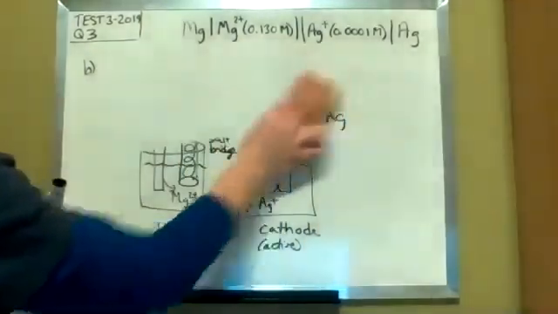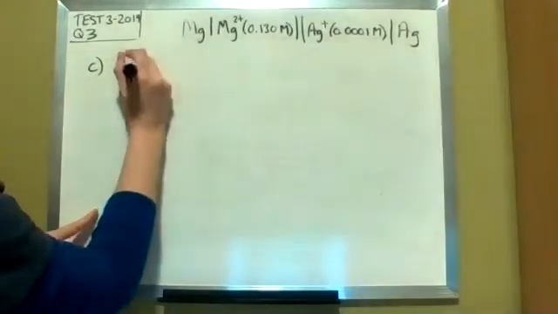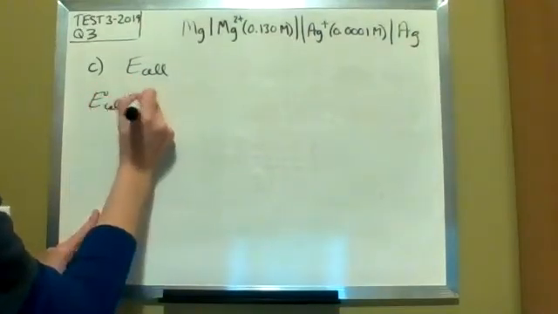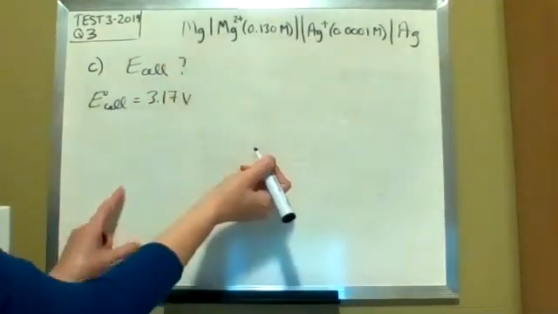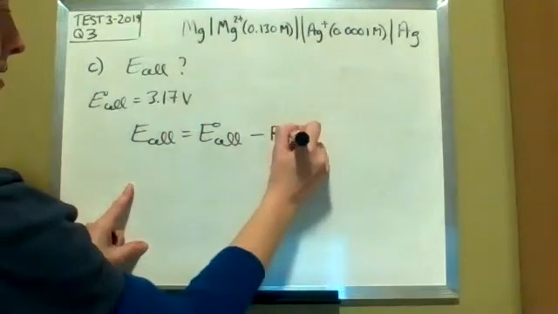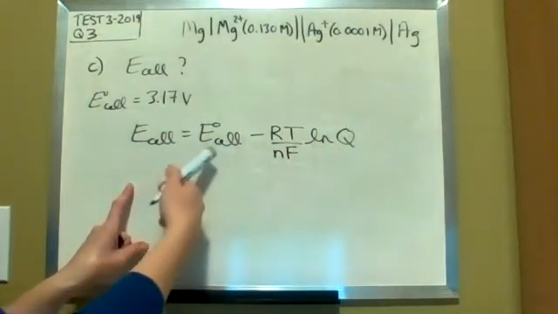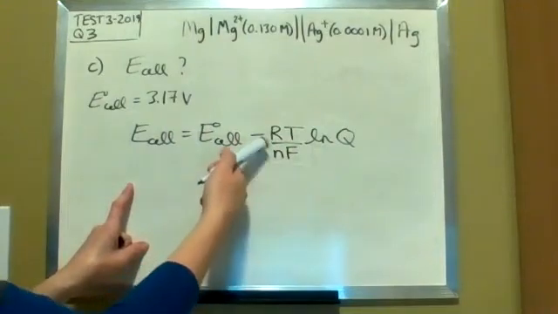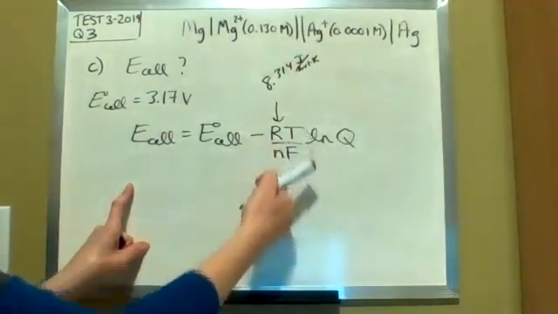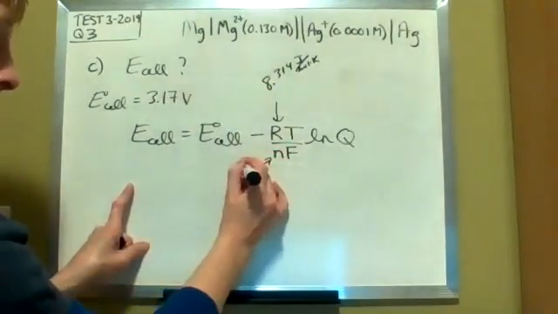Now, part C, almost done this question. Part C wants to know E cell at 298. They're also giving you a value for E naught cell, which is going to be 3.17 volts. Our equation for E cell is E naught cell minus RT over nF times ln of Q. In here, we know E naught cell, that's given to us. R is 8.314 joules per mole Kelvin. We know 298. n is the number of electrons transferred in the balanced equation, which I've erased now, but that was 2 electrons, if you look back up at part A.